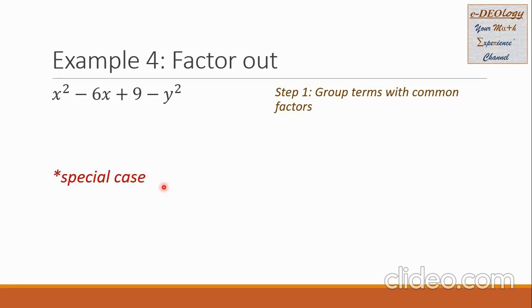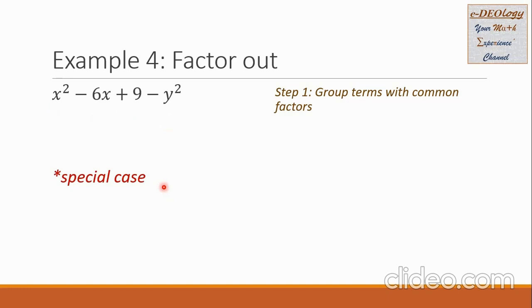Let us have example 4. Factor out x squared minus 6x plus 9 minus y squared. Step 1. Group terms with common factors. If I group the first two terms, I can see that there is a common factor between them, and that is x. However, if I group the last two terms, there is no common factor for these two. So this is a special case.